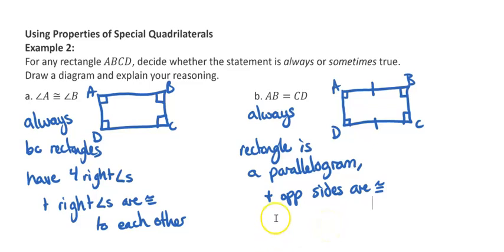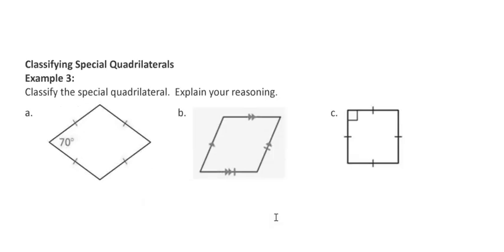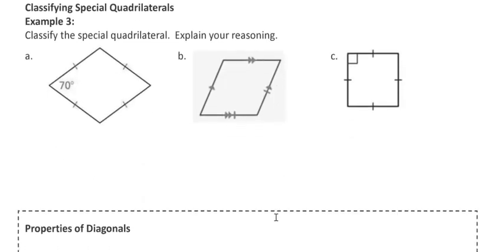And on a parallelogram, we know that opposite sides are congruent. Okay, let's look at example 3. On example 3, it says classify the special quadrilateral. That just means tell if it is a parallelogram, a rhombus, a rectangle, or if it is a square. So one of those. So it's based on what we know.